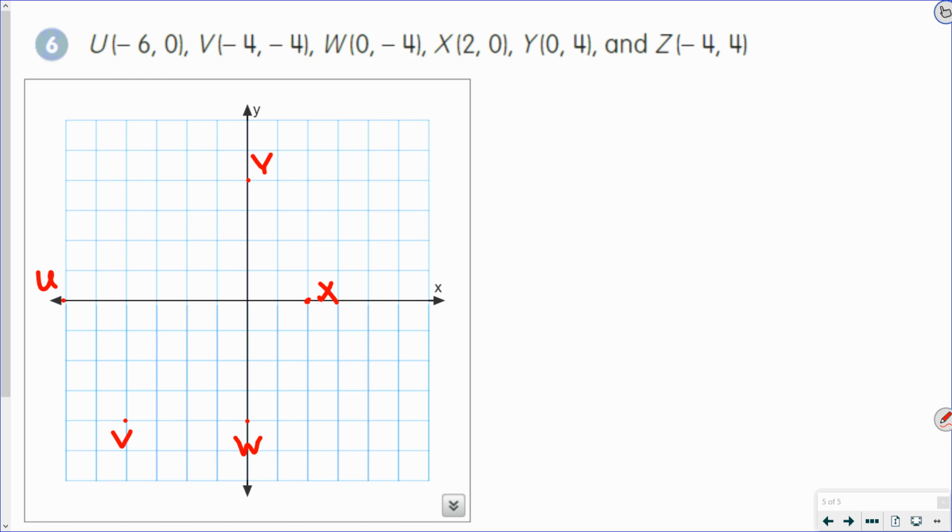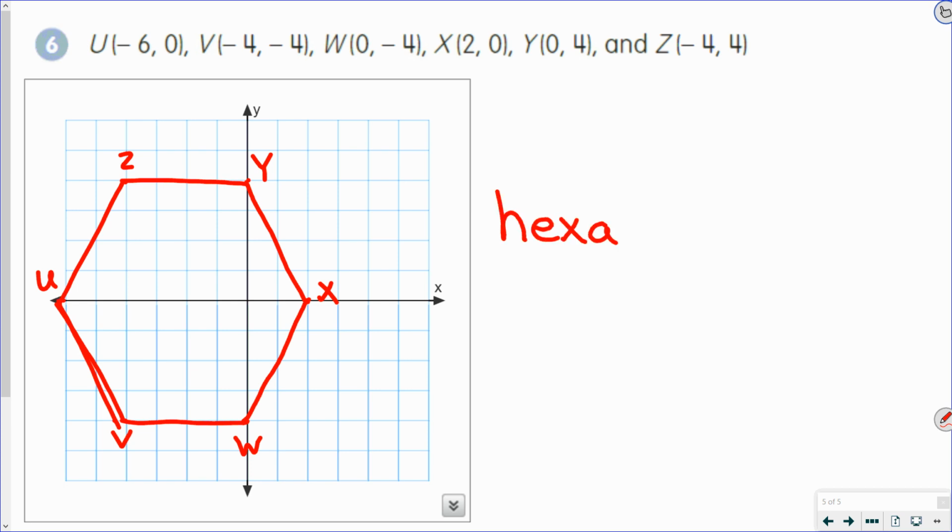So the X's and the Y's are on the X and Y coordinate. And Z, we go to the left 4, up 4, and connect. U to V. Oh, that was bad. U to V, V to W, W to X, X to Y, Y to Z, and Z to U. And as we said, that is a hexagon.